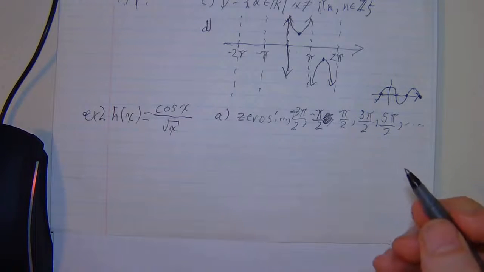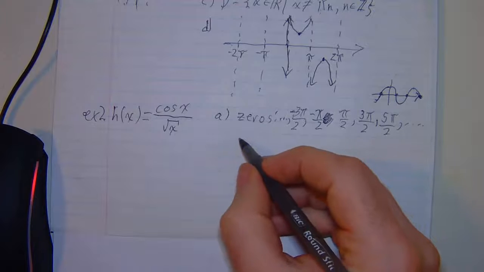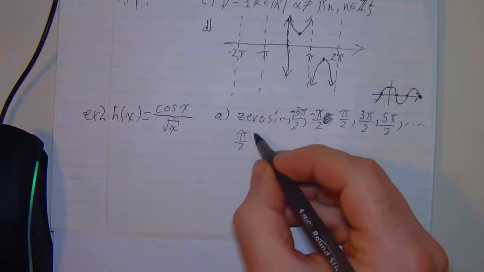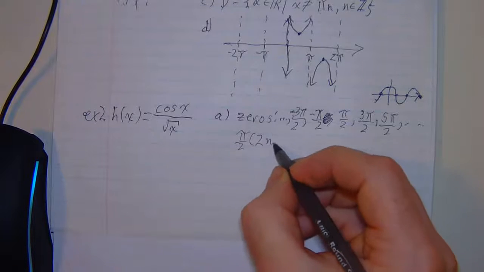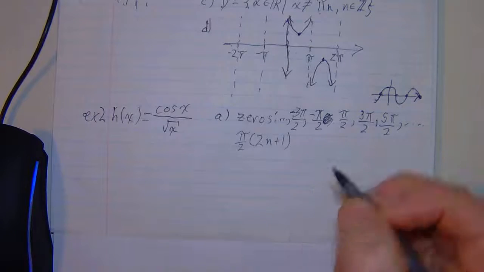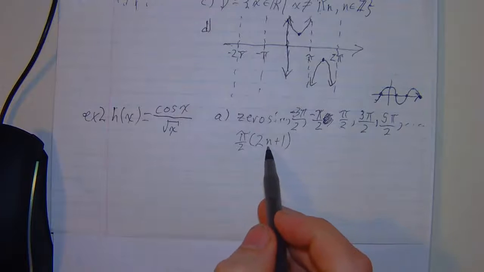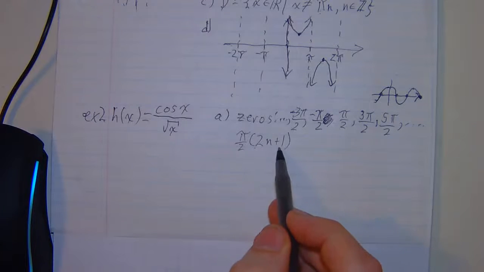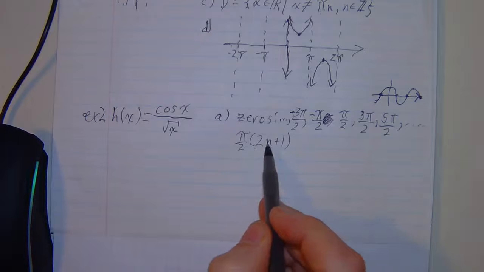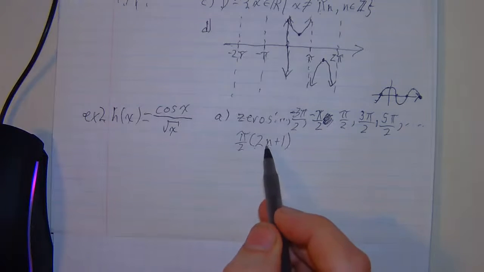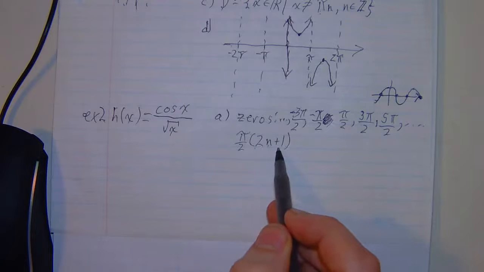And we have kind of a tricky way of saying that. So we're going to go with pi by 2 times 2n plus 1. And that's because 2n plus 1 is a way to make all the odd numbers. If I pick 0 for n, 2 times 0 plus 1 is 1. If I pick 1 for n, 2 times 1 is 2 plus 1 is 3. So it goes from 1 to 3. If n is 2, this calculates to 5. If n is 3, this calculates to 7, and so on.